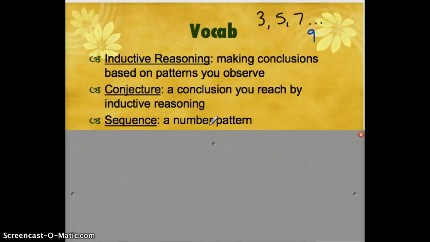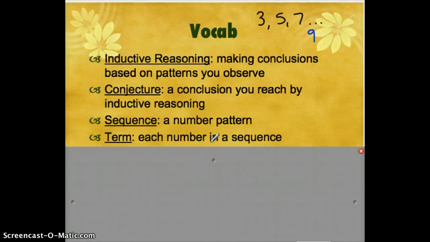A sequence is just a number pattern. Okay, some sort of pattern of numbers, a sequence. 3, 5, 7, that's a number sequence. Term: each number in a sequence is called a term. So if I say, what's the third term in my original pattern that I just put up there, you would say 7. 7 is the third term. So each different number in the sequence is called a term.